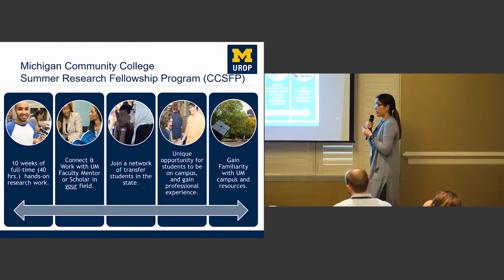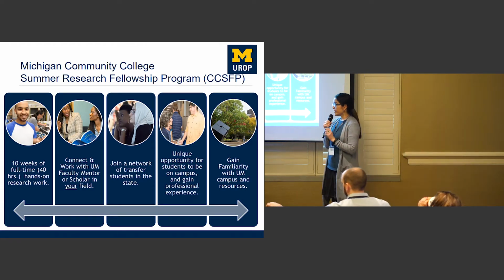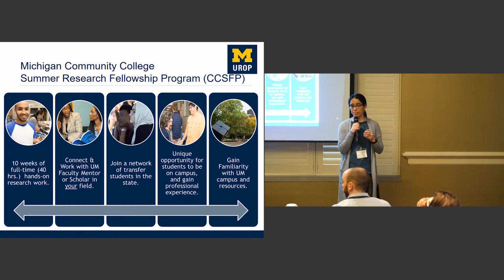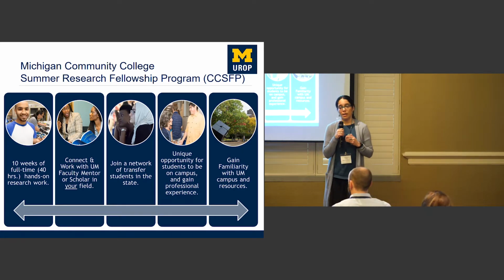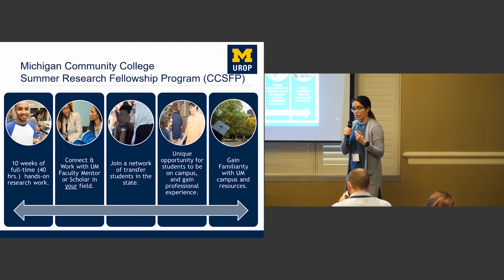Students come on campus 10 weeks. So it's a 10-week full-time research stipend. They receive $5,000. The community college student has the option, if they want to live close to campus in Ann Arbor, they can. But we provide an additional $1,000 for those students who do want to live on campus.